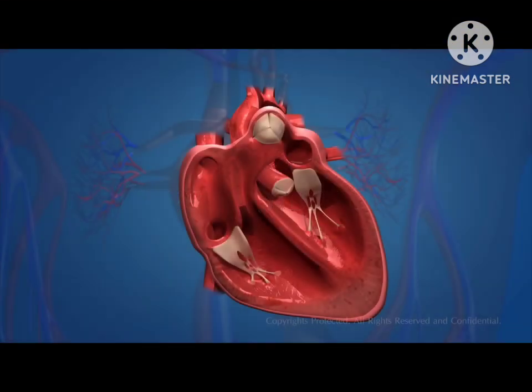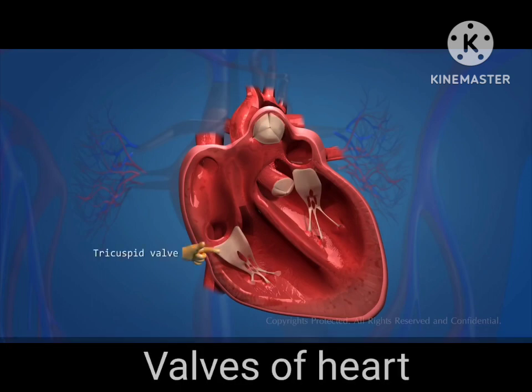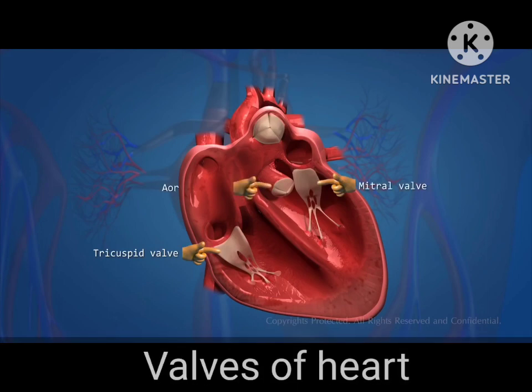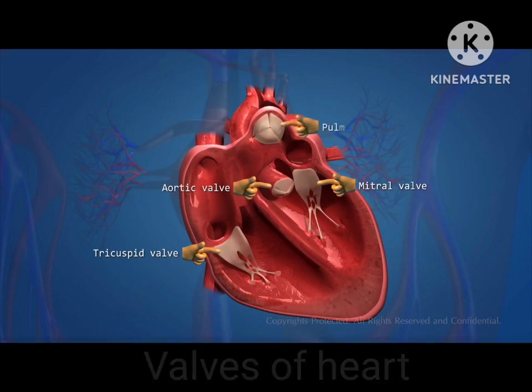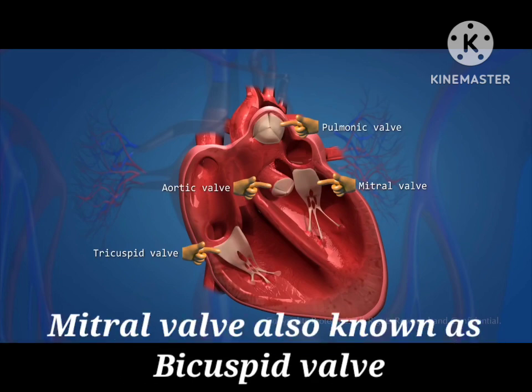There are 4 valves in the heart. These valves are the tricuspid valve, mitral valve, aortic valve, pulmonic valve. These valves are one-way valves.